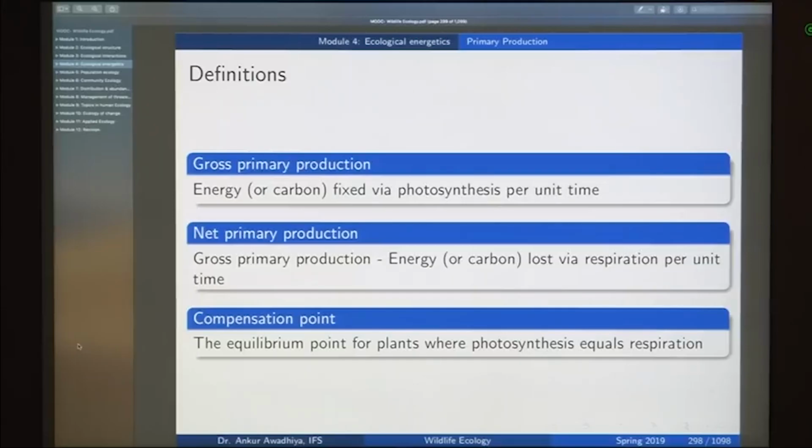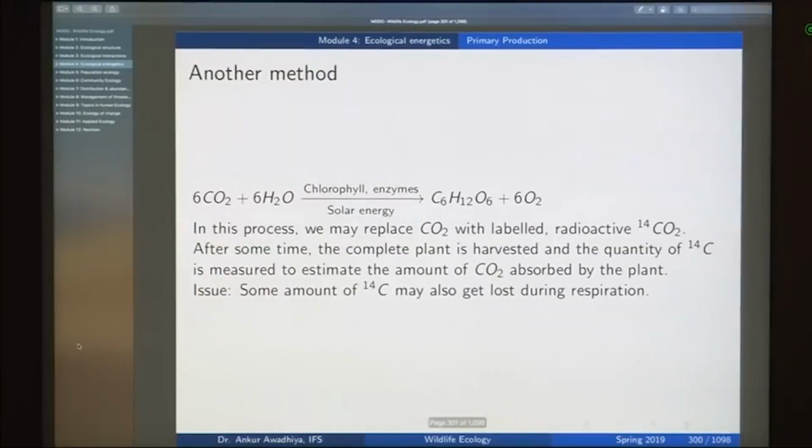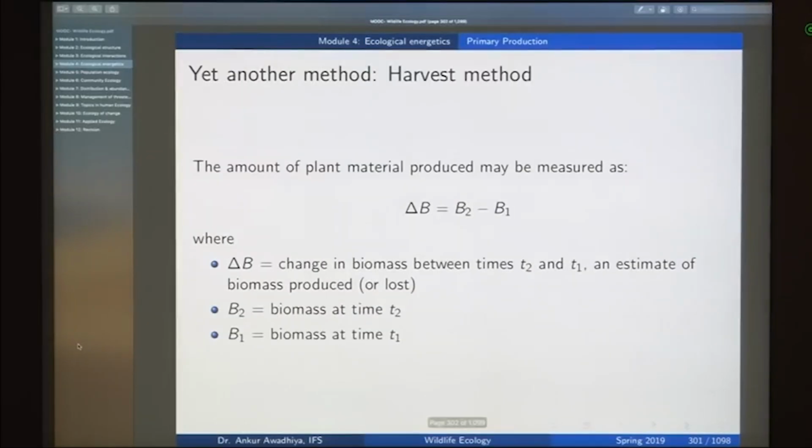During the daytime, typically you will have situations where photosynthesis is greater than respiration. In the night time, respiration is greater than photosynthesis. Then we can measure the production by a number of ways. We can look at the amount of gases that are utilized, the amount of gases that are released, or we can look at the amount of radioactive materials that get incorporated by labeling the carbon dioxide, or we can look at the harvest or the total amount that is stored in the plants in a particular time frame.